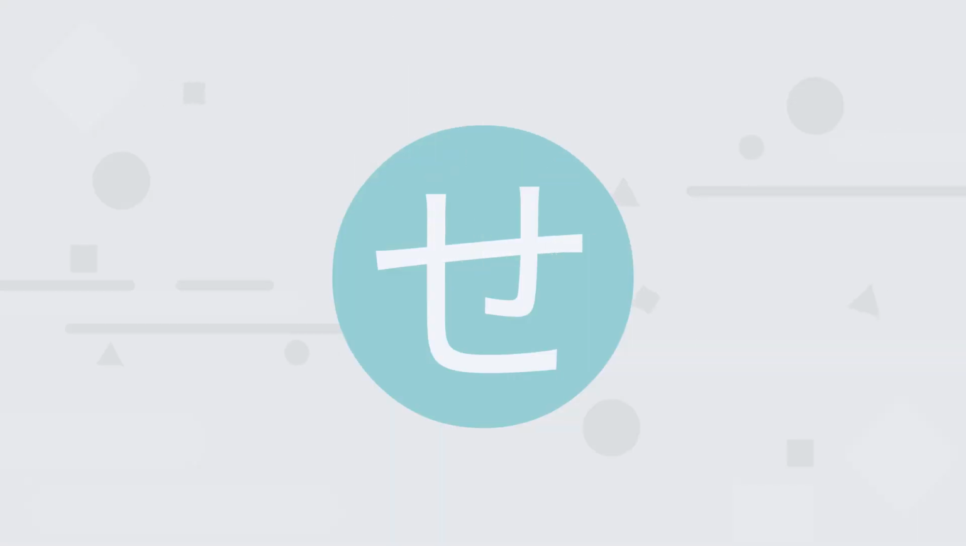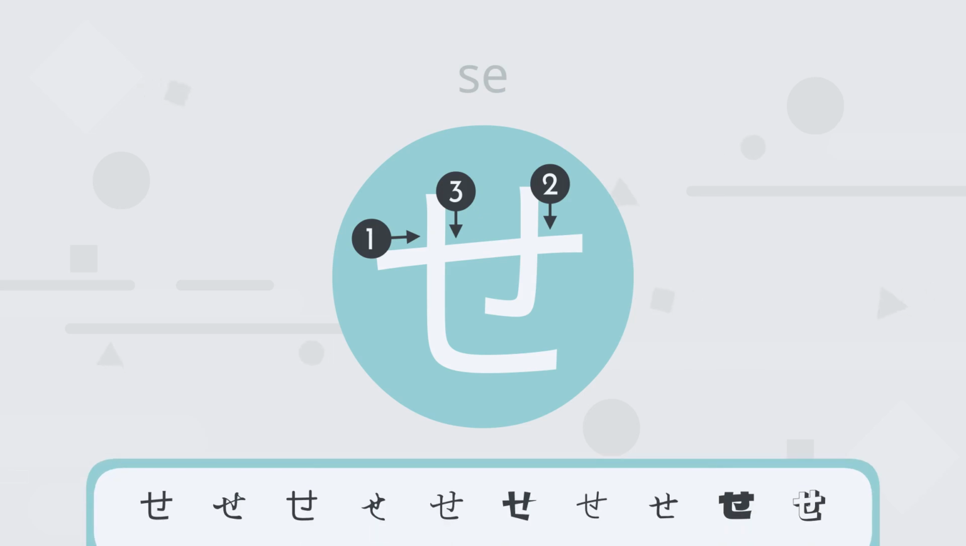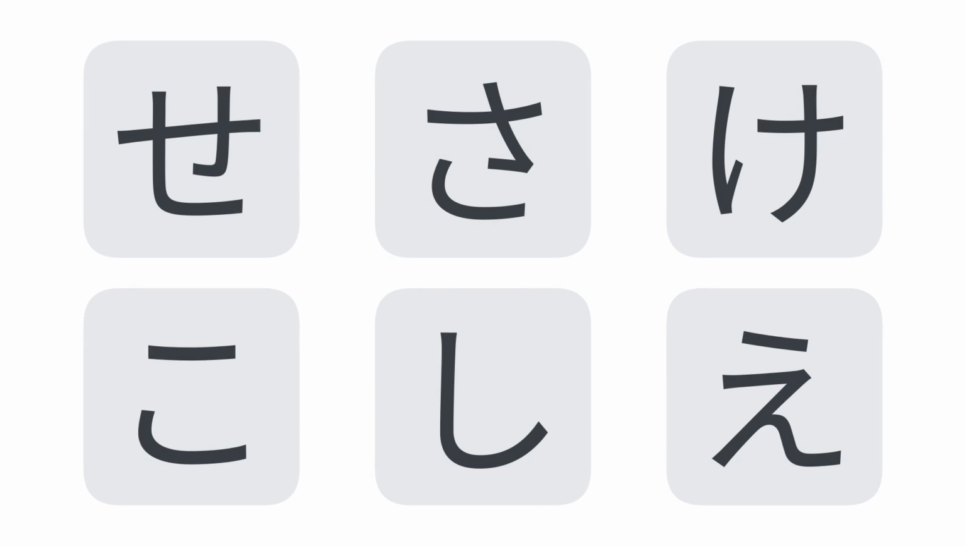The next character we'll learn is se. Se. Which of these characters is se? Se.